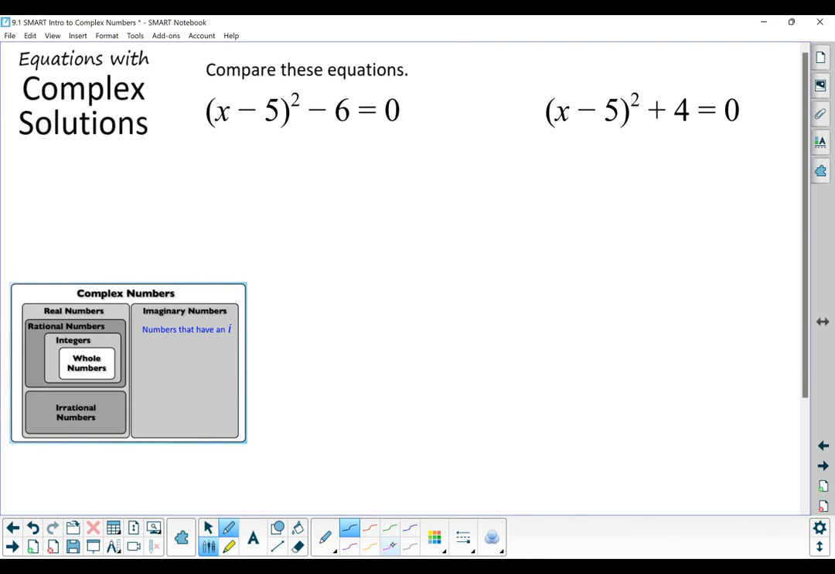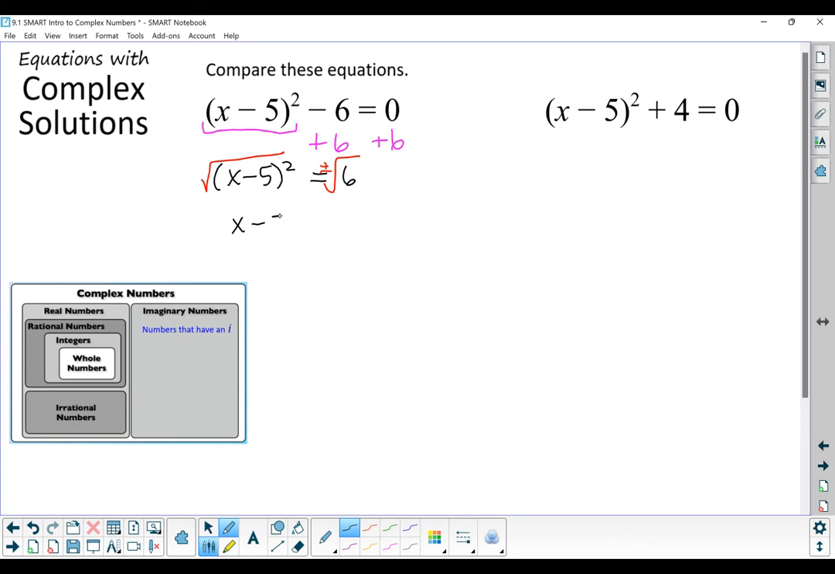So how these are different from the ones we've been working before is that it's not just an x being squared, it's a binomial being squared. So we still want to get this square by itself. So we're going to start by adding 6 to both sides of the equation. So I have x minus 5 squared is equal to 6. I have my square by itself now, so I'm ready to apply the square root.